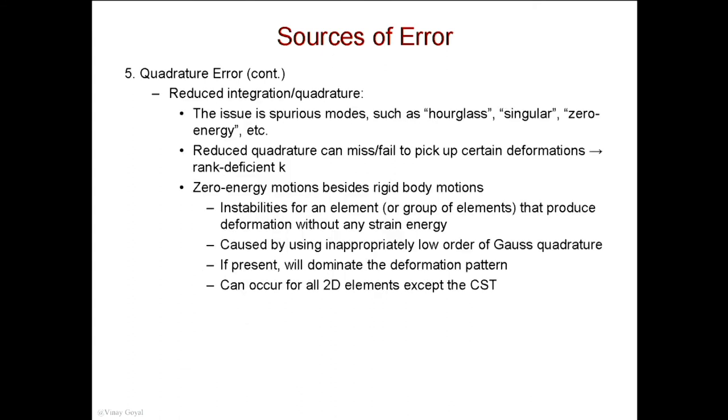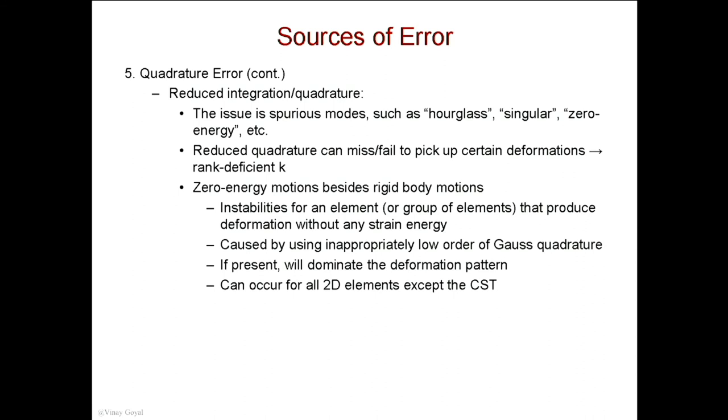Let me explain some other issues you find with reduced integration. The issue is you can get spurious modes. I will discuss that in a few minutes, and we call this hourglassing. Sometimes you get singular matrices or zero energy. The reason for that is that the reduced quadrature can fail to pick up deformations of the structure. Think about these Gaussian quadrature points as detection points inside that element. If those quadrature points are not picking up the deformation of the structure, you may have an issue. I'll discuss that in a few minutes with an example. We call this rank deficient, when it's not able to pick up the behavior of the deformation of the element. Zero energy motions, which may not be rigid body motions, are instabilities, and they can cause errors in the strain energy.